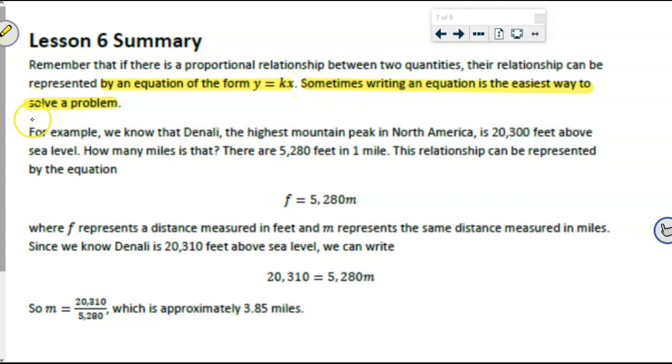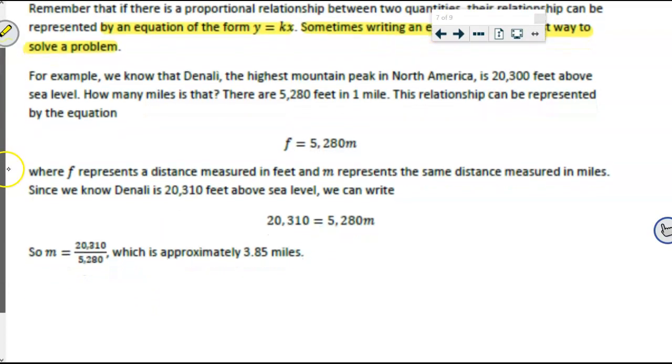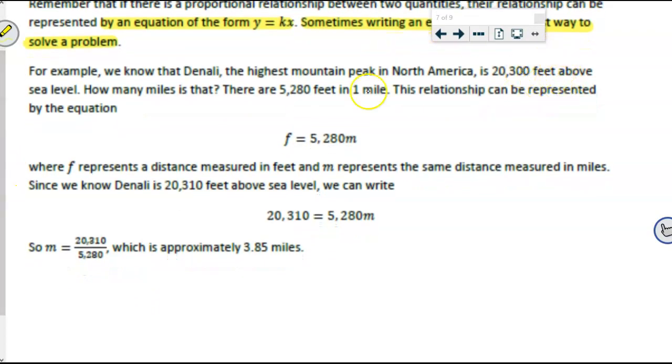For example, we know that Denali, the highest mountain peak in North America, is 20,300 feet above sea level. How many miles is that? There are 5,280 feet in a mile. So we have this equation, F is equal to 5,280 m, where F represents the distance measured in feet and m the same distance measured in miles. And since we know that Denali is 20,310 feet above sea level, we can write that equation substituting F for 20,310. We can then solve this equation and know that that is approximately 3.85 miles.